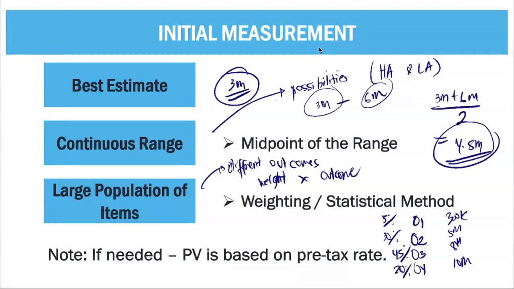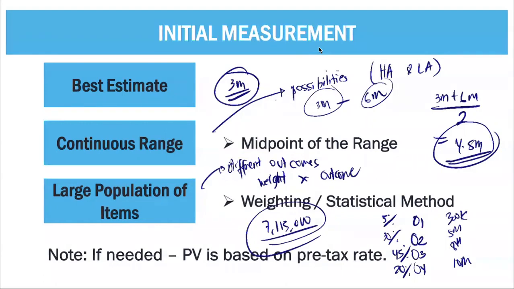So if we are to compute the value of our provision using the large population of items, we must weight it based on each particular outcome. Outcome 1, that is 300,000 times 5%. Outcome 2, 5 million times 30%. Outcome 3, 8 million times 45%, and outcome 4, 10 million times 20%. And then you get the total. The total is 7,115,000. So this will be our value of the provision.